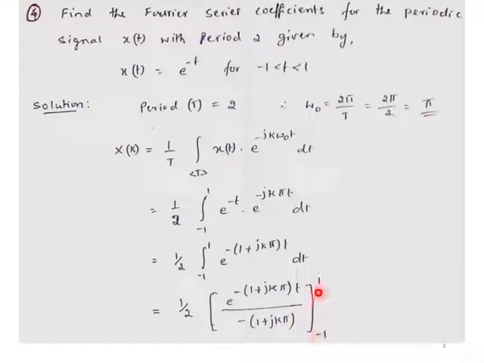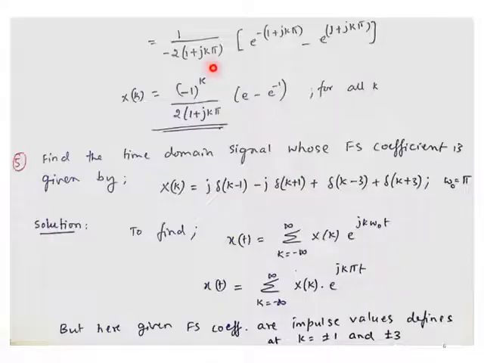Apply the limits, lower limit -1, upper limit is 1. If you apply the limits and simplify, what we can get is 1 divided by -2 of 1 plus jk pi, into e to the power minus of 1 plus jk pi, minus e to the power of 1 plus jk pi. Over this term, I can split it: e to the power minus 1 into e to the power minus jk pi, and the second term minus e to the power 1 into e to the power jk pi.